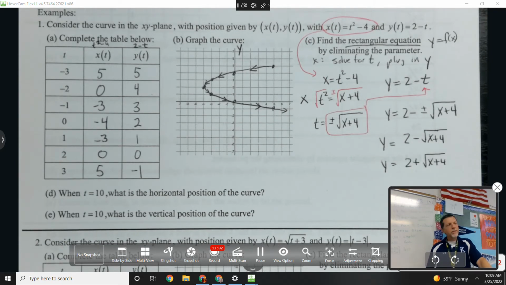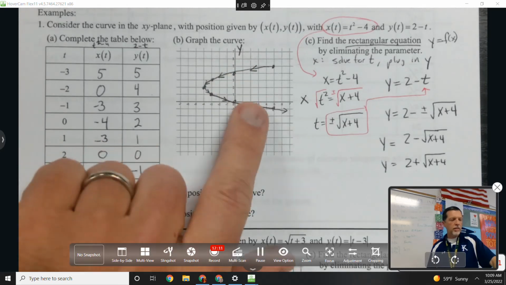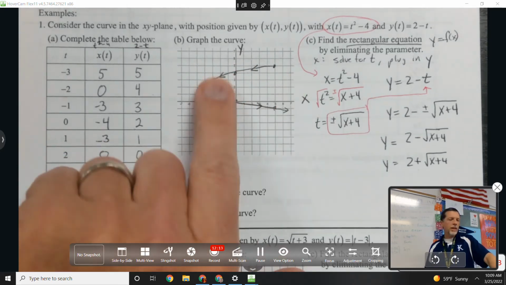So kind of weird, kind of different, but not really that hard. Just make a table of values, plug the t in for x, plug the t in for y, and graph what you got. The new graphing part is the arrows on there to indicate the direction that we're going.